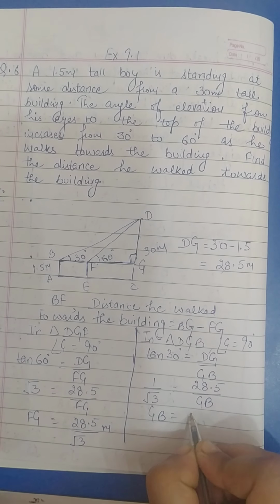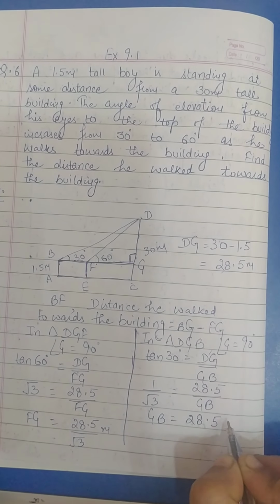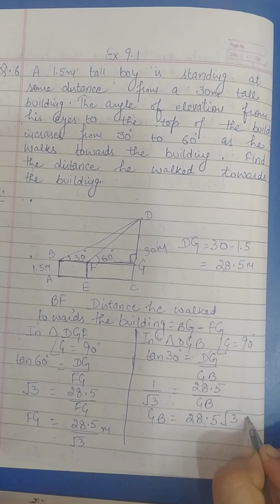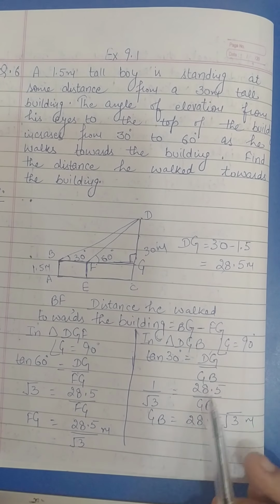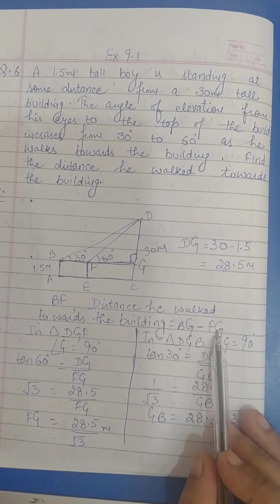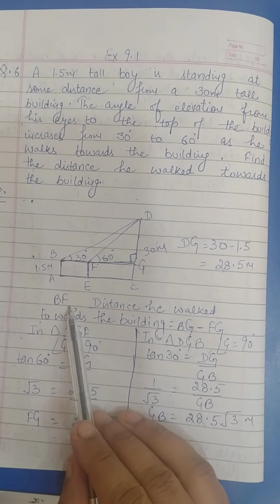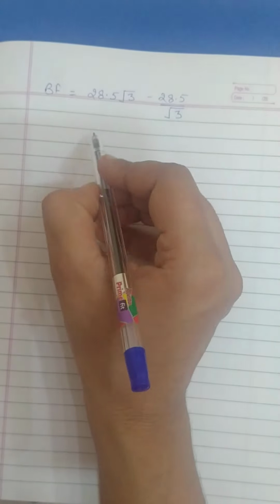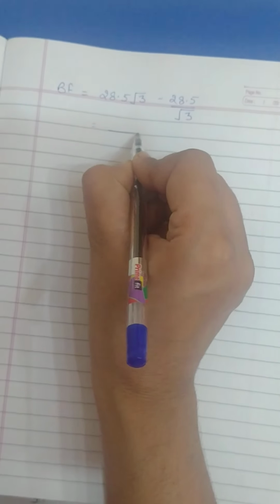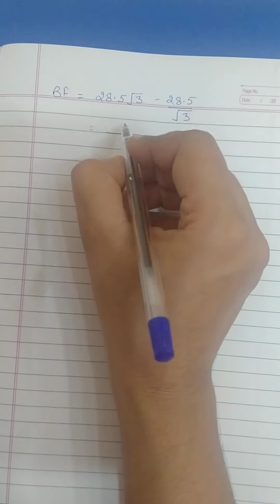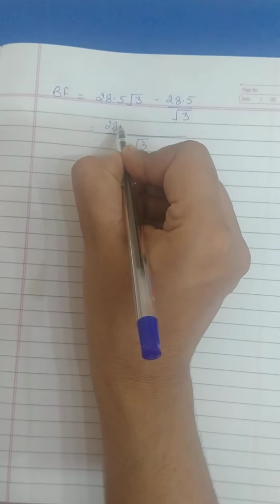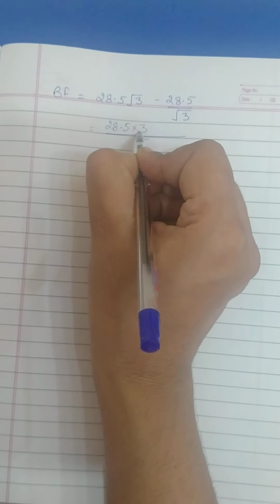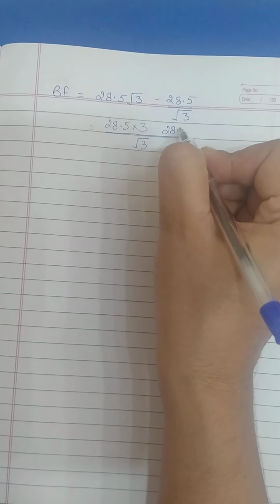Now cross multiply. Now we are having GB as well as FG. We are having DFG as well as GB. So we have to subtract both for finding B to F. Now I have put both the values. How can I solve? By taking the LCM. Root 3 is LCM. Root 3 multiplied by 3, what is left? Multiply by 3 minus 28.5.